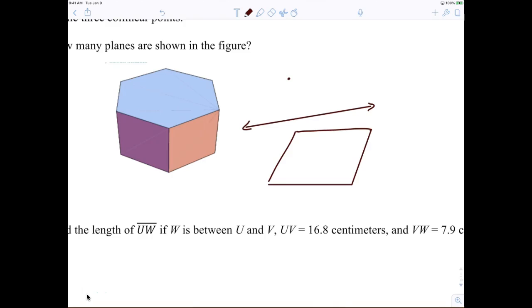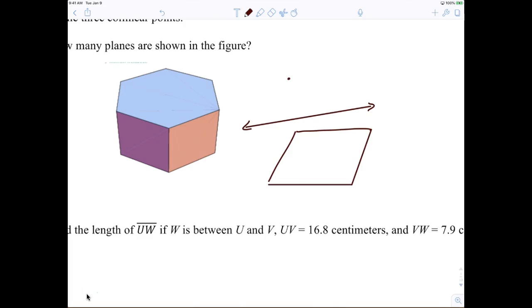All right, so how do I figure out how many planes there are? There's one on the top, there's one on the bottom. And then how many walls are there? 6. So that's why there are 8 planes. 6, 7, 8 planes. I just thought, because you said "shown," that it was like 3. Yeah.